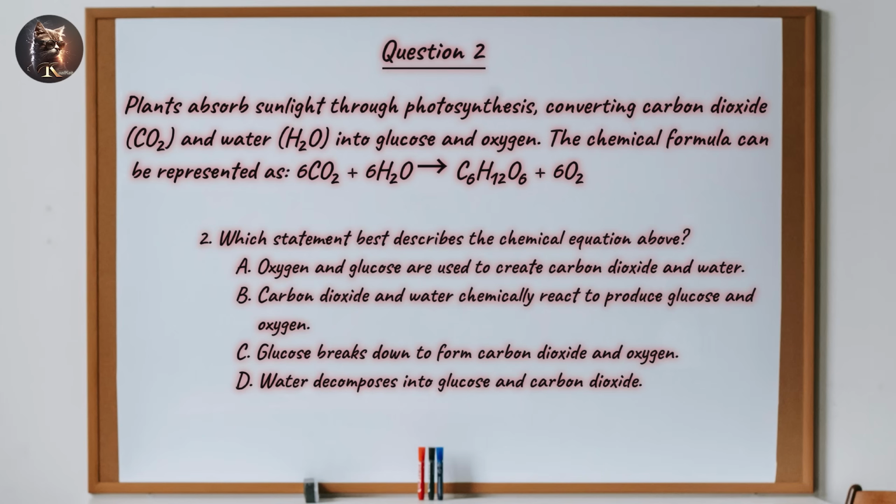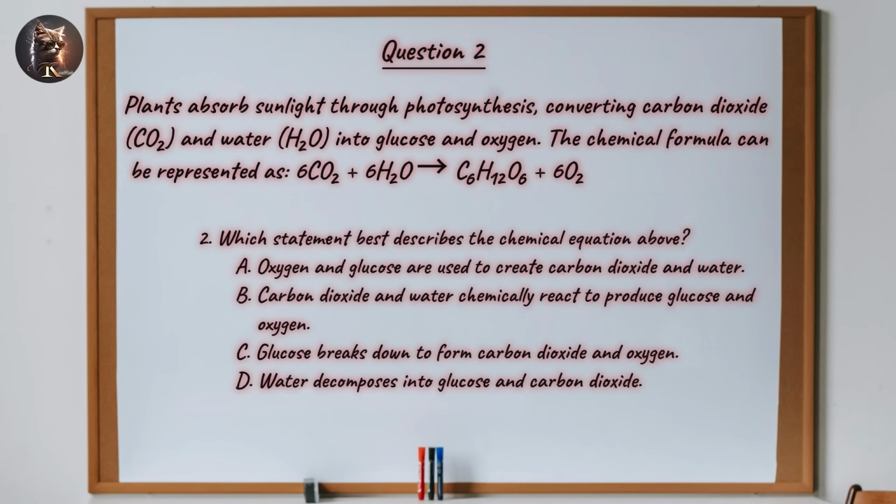They've shown this chemical change using this equation: 6CO2 plus 6H2O produces C6H12O6 plus 6O2. Let's pause here for a second and look closely at this formula. You don't have to memorize it, but you do need to understand what it's showing you. Notice the arrow. In chemistry, the arrow means produces or creates.